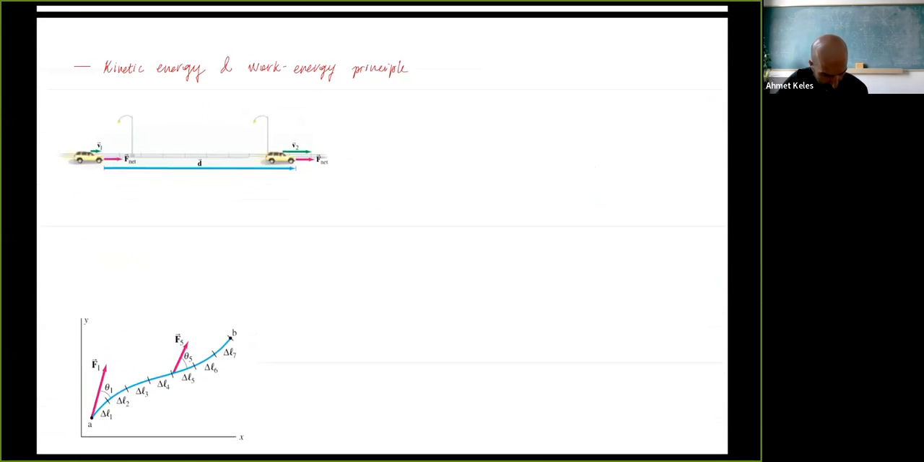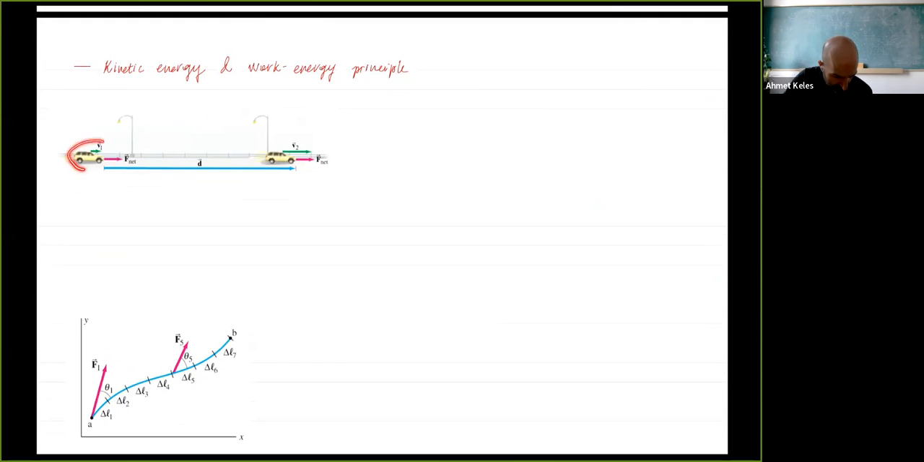All right, now I want to introduce kinetic energy. We now know work, and let's increase the complexity just a little bit. And for that, I want to introduce kinetic energy. And here is my setup.